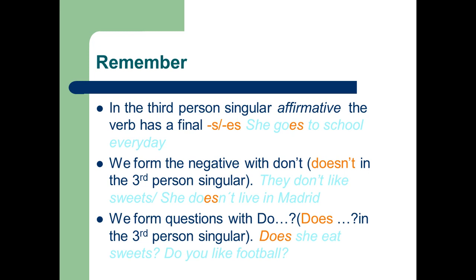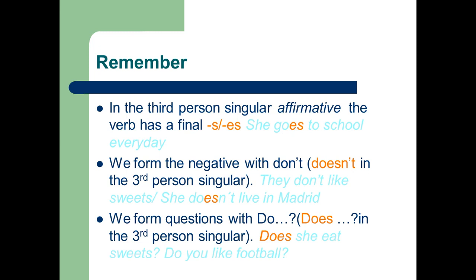She goes to school every day. U har kuni maktabga boradi. We form the negative with don't, doesn't. Don't, doesn't yordamida inkor shaklini yasaymiz. They don't like sweets. Ular shirinliklarni yoqtirishmaydi. She doesn't live in Madrid. U Madridda yashamaydi. We form questions with do, does in the third person singular.